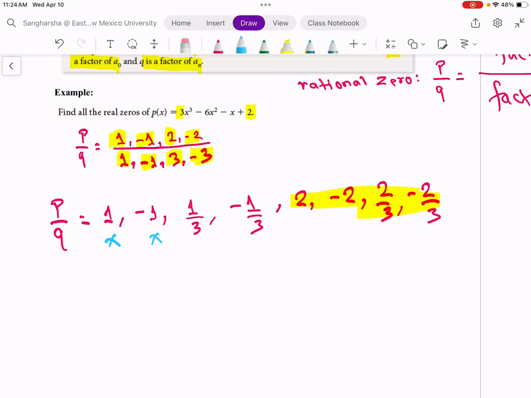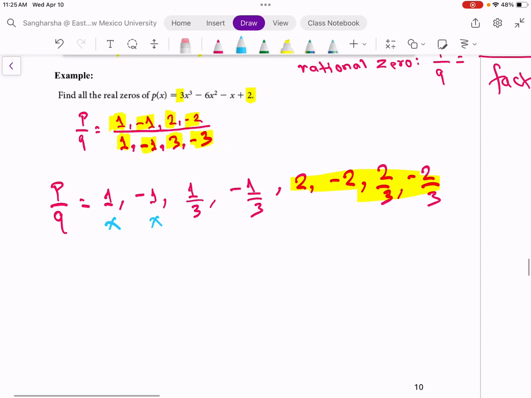Okay, so let's substitute 2 for every x. So we have 3 times 2 cubed. 2 cubed is 8. 8 times 3 is 24, right? Minus 6 times 2 squared. 2 squared is 4. 4 times 6 is 24. So we have 24 minus 24, that is 0. And negative 2 plus 2, that is 0. So 2 is a real zero here.